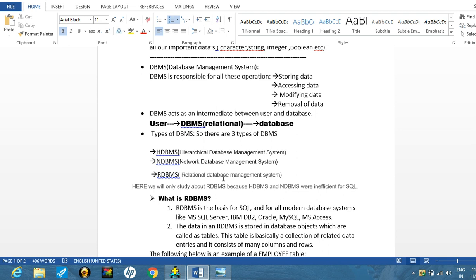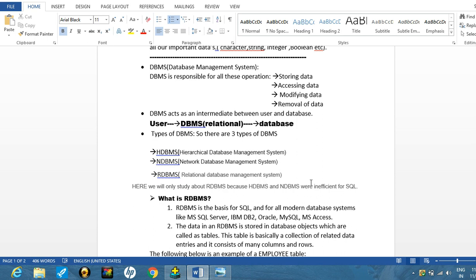This was quite convenient, and it was efficient using this. So we'll only see and study about RDBMS, because HDBMS and NDBMS, what I have showed you, were inefficient for SQL. So you'll be learning about RDBMS. RDBMS is the basis for SQL and all modern database systems. All modern database systems only use RDBMS, but no other database management system.